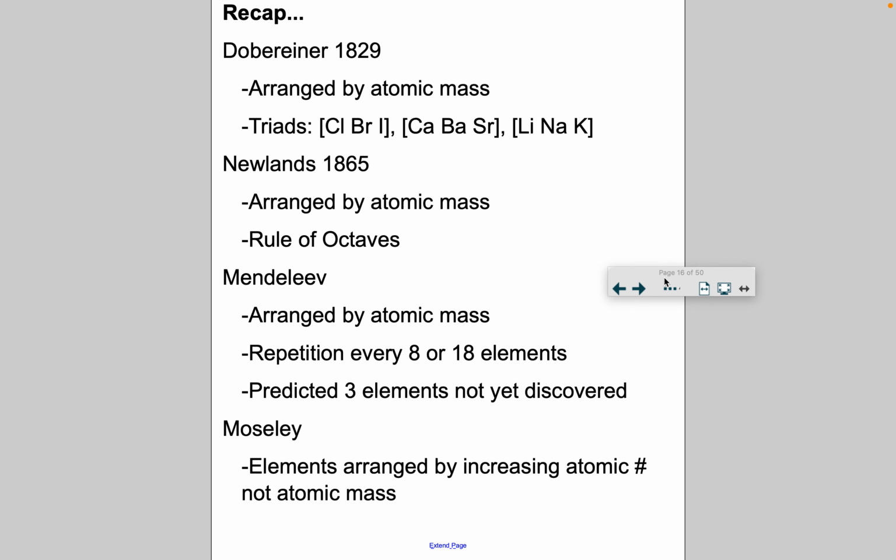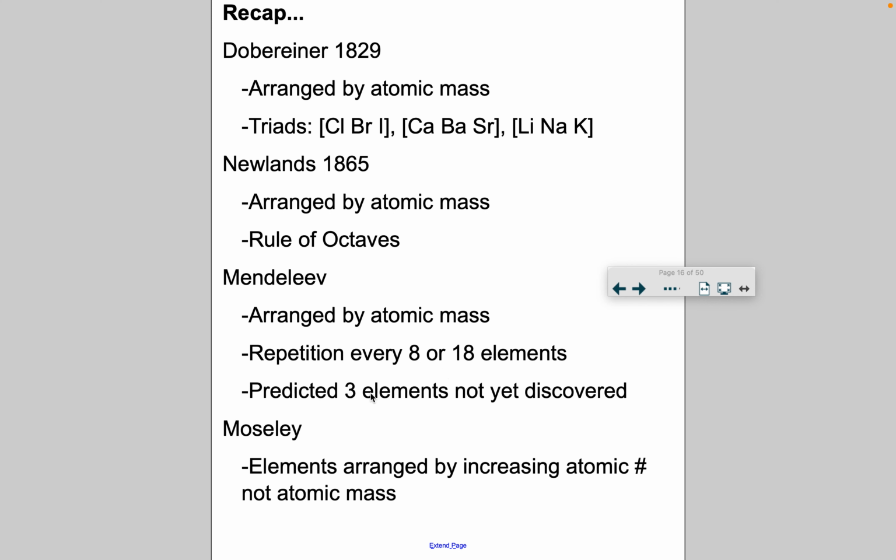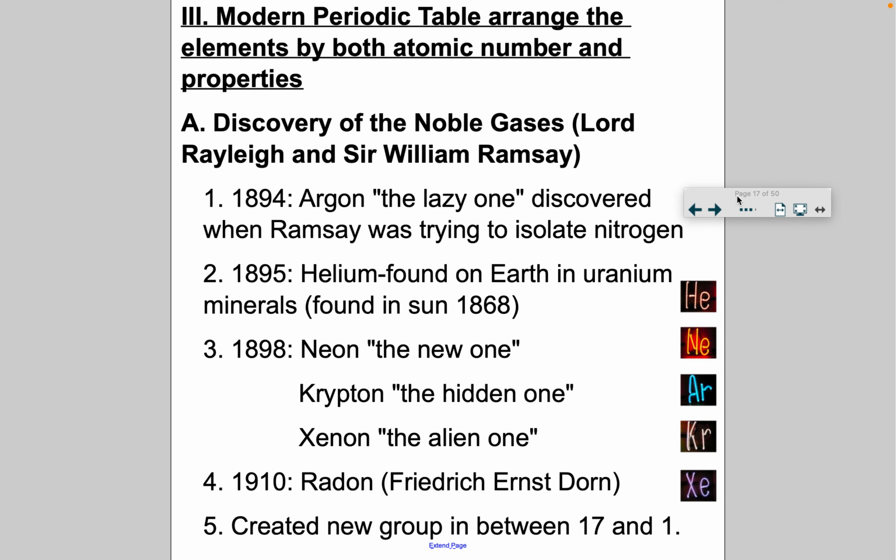So just to recap here: Döbereiner, 1829, triads. Newlands, 1865, the rule of octaves. Mendeleev arranged it by the atomic mass, repetition every 8 or 18. Predicted 3 elements not yet discovered. Henry Moseley, early 1900s. Elements are arranged by increase in atomic number, not mass. Now, the modern periodic table is arranged by both atomic number and its properties.